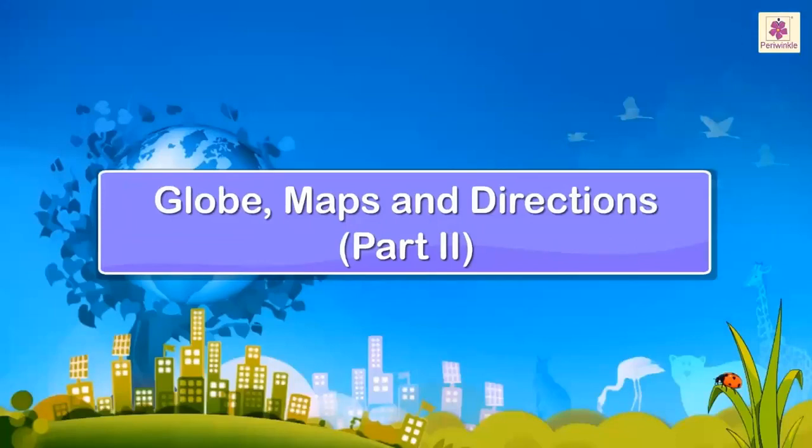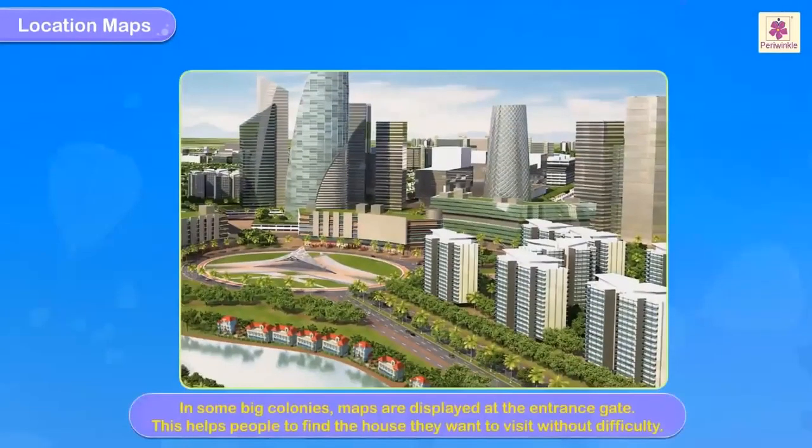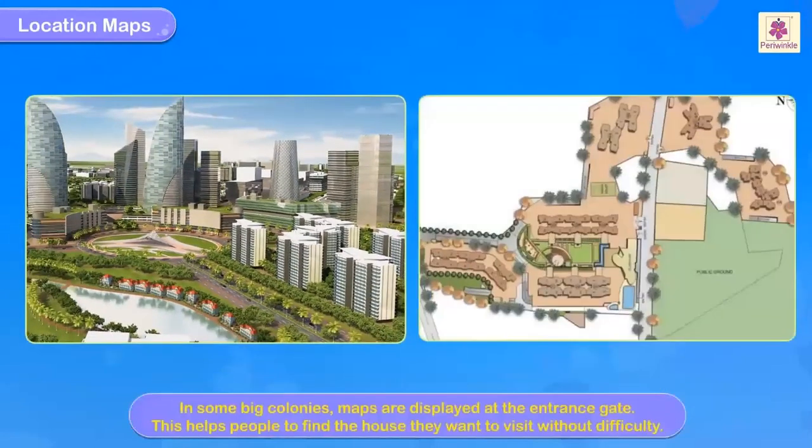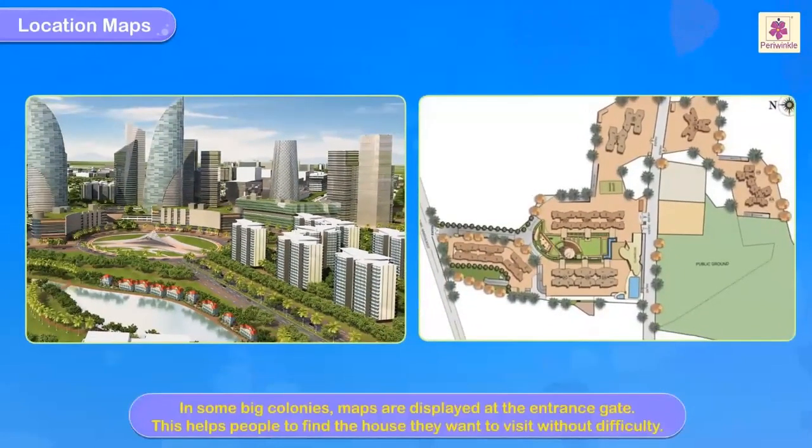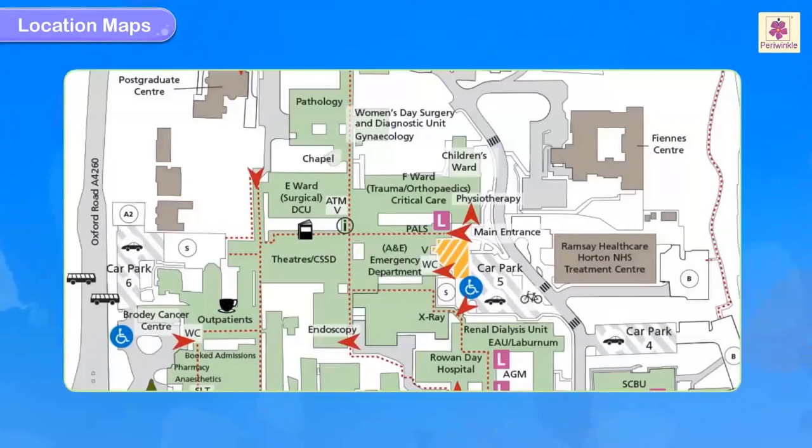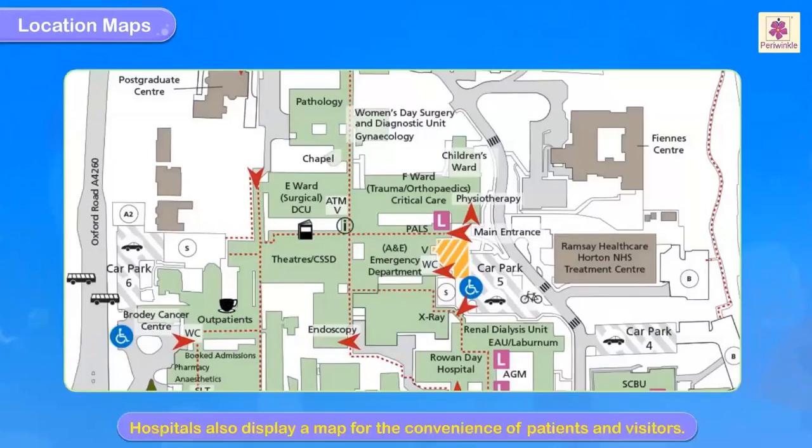Globe, maps, and directions. Location maps. In some big colonies, maps are displayed at the entrance gate. This helps people to find the house they want to visit without difficulty. In metros and big cities, hospitals also display a map for the convenience of patients and visitors.